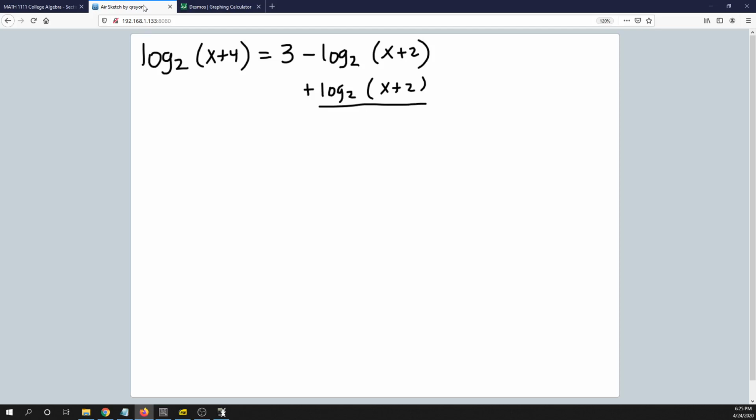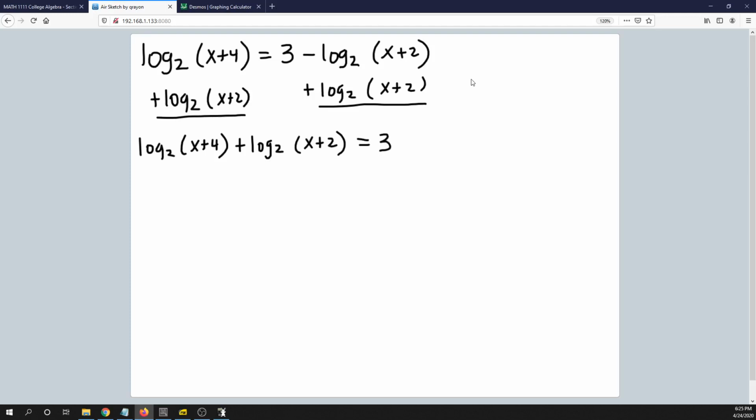So I'm going to add the log base 2 of x plus 2 to both sides. That means over on the left-hand side we will wind up with log base 2 of x plus 4 plus log base 2 of x plus 2. And then on the right-hand side we'll just have a 3. All right, so that's step number one.